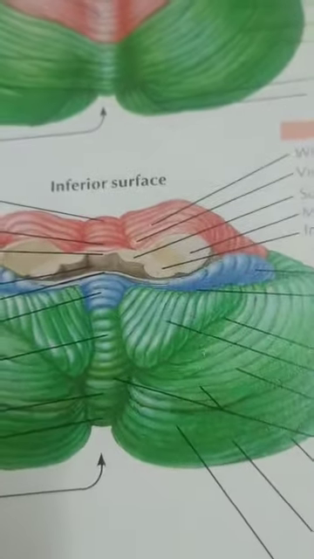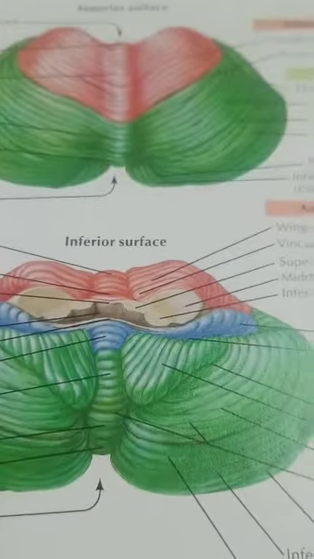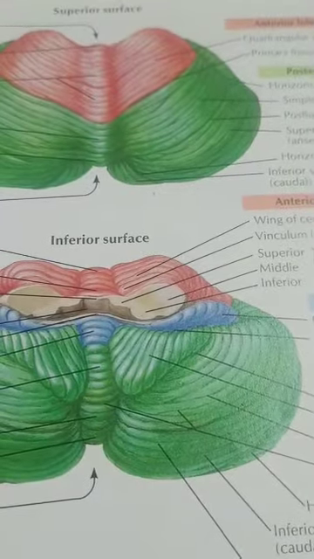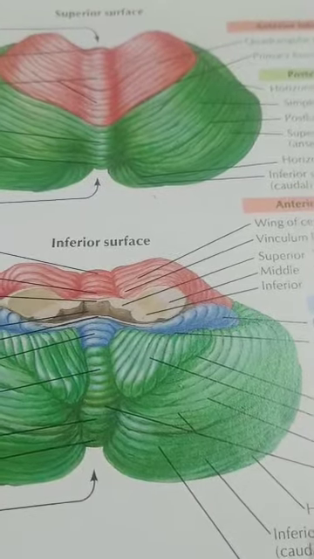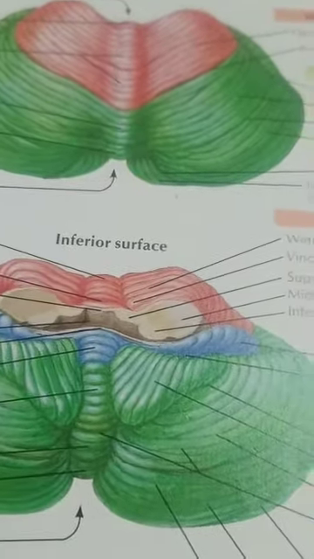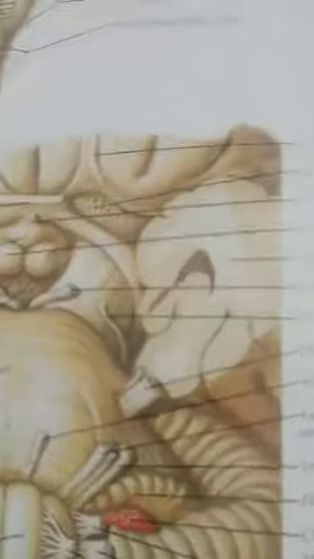So these are the three cerebellar peduncles, and the main function of the cerebellum is the maintenance of equilibrium of our body, and it also controls body movements. So that is the cerebellum.